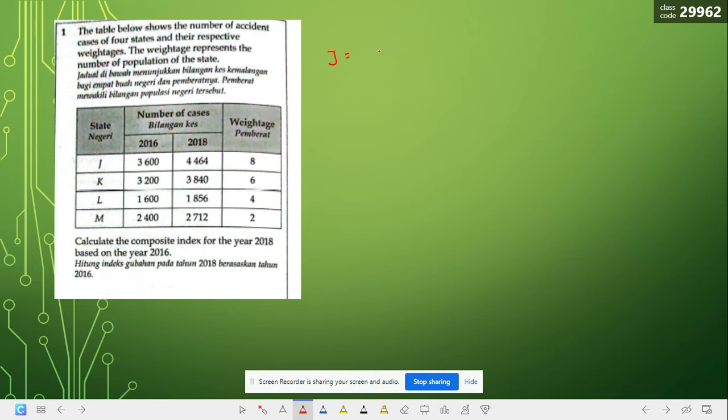So 2018 is 4464, 3600 multiplied with 100. Okay, so 4464 times 100 divided by 3000. So you get 124. So mean you have to calculate the price index for each state first. Okay, because in order to find the composite index, you need to know the price index first, right? So they didn't give you the price index, so mean you have to find first.